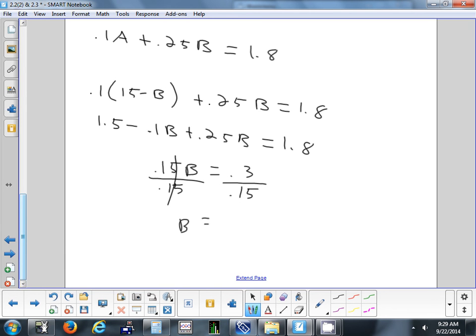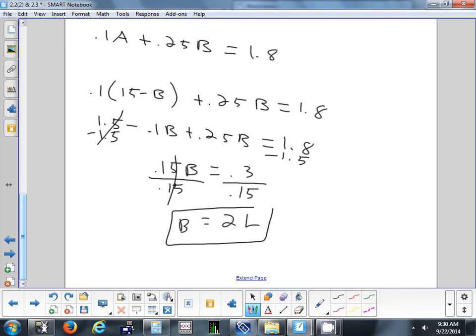And how many times does 0.15 go into 0.3? Or you can think of it as 30 divided by 15. Subtract your 1.5. That's how I got the 0.3. And then I did 0.25 minus 0.1. Okay, so what do we get? 2.